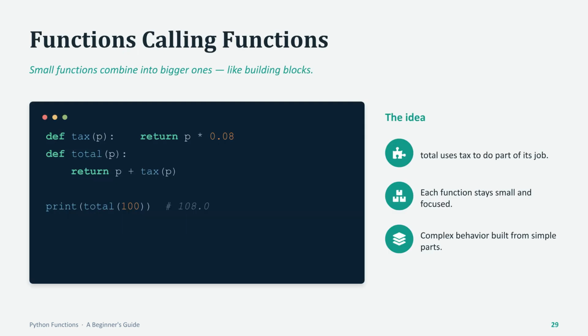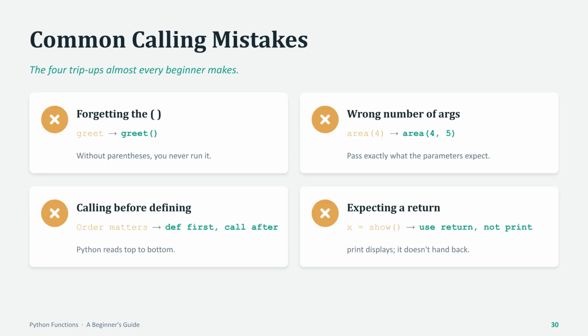One of the most powerful features is having functions call other functions. By creating small, focused blocks of code, you can build complex systems out of simple, reliable building blocks. Finally, avoid common pitfalls. Don't forget the parentheses. Ensure you pass the right number of arguments.